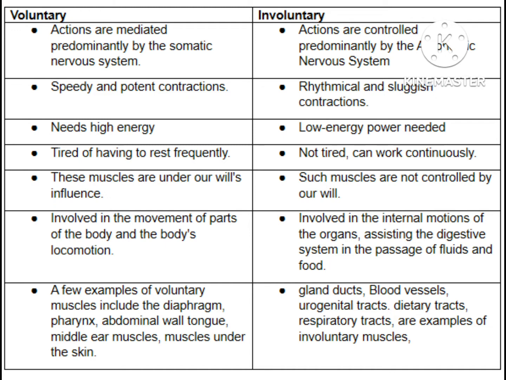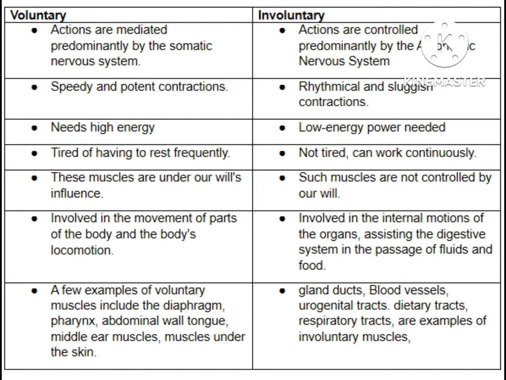Voluntary actions need a high amount of energy, whereas involuntary actions need low energy. If voluntary actions occur frequently, we get tired, and involuntary actions never get tired, they work continuously. The muscles of voluntary actions are under our will, and involuntary actions are not controlled by us.